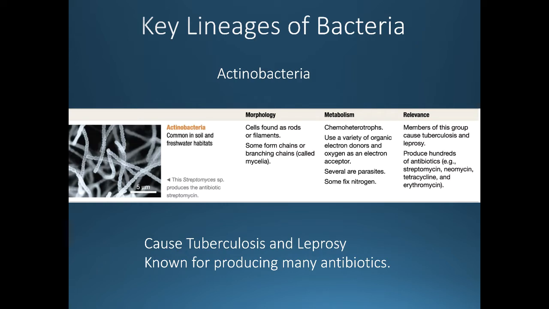So let's look at this first lineage of bacteria that you need to know. And these are called the actinobacteria. And as you'll see, there's a lot of information listed here about actinobacteria. But all I want you to know about actinobacteria is that some of these species are linked to causing tuberculosis and leprosy. You should also know that members of this lineage are responsible for producing many of the antibiotics that we humans use in our modern medicine.